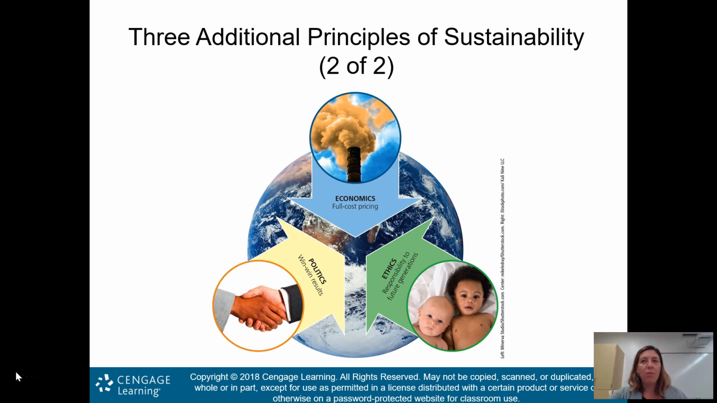So the next slide in your PowerPoint is just a graphic showing you these different realms that these principles fall in. So the last three that we talked about. Up top, we can see economics and the idea of full cost pricing, so involving external costs when we actually price market goods. The next one we talked about here was politics, so win-win results, or finding equitable solutions that are fair to all groups, to environmental problems. And then lastly, here we talked about ethics, so thinking about our responsibility to future generations and leaving the planet how either we found it, or preferably in better shape than we found it.